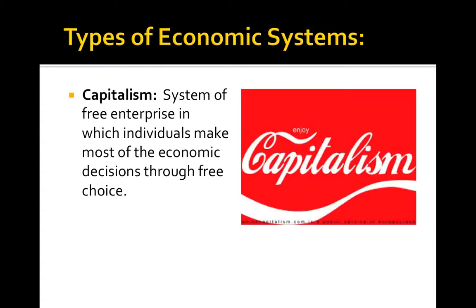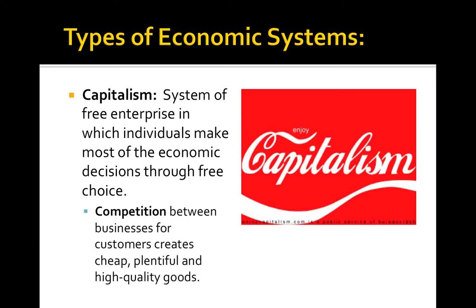Capitalism is a system of free enterprise in which individuals make most of the economic decisions through free choice. Competition between businesses for customers creates cheap, plentiful, high-quality goods. Because they're competing, they're going to be trying to make the best product at the best price.